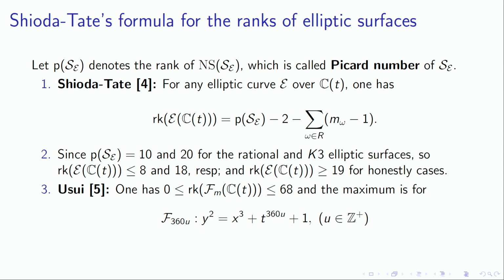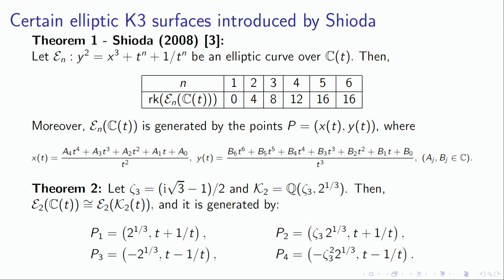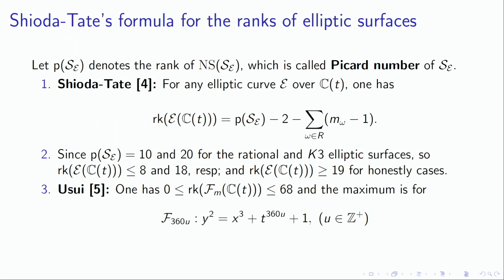If we denote by P of S of E the rank of the Néron-Severi group, I mean the Picard numbers, then Tate and Shioda gave a formula for determining the Mordell-Weil rank, I mean the rank of this group, using the Picard numbers and this sum over all of the singular fibers.